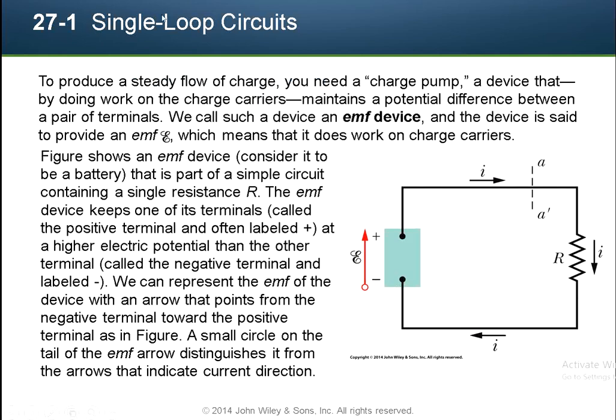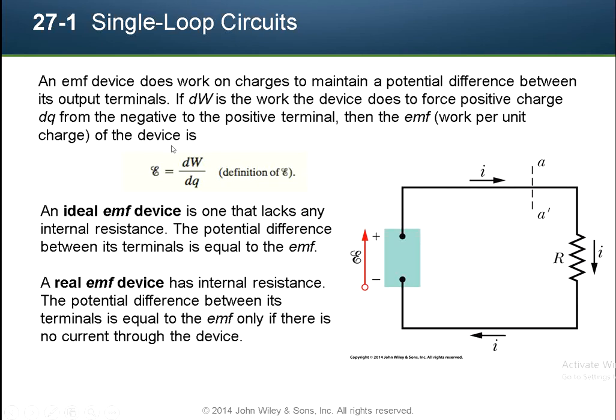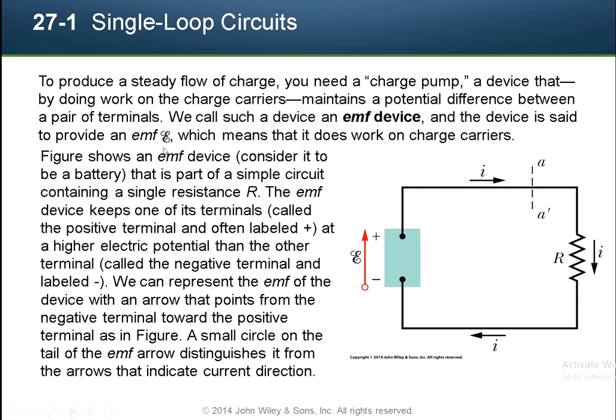A single loop circuit. In a single loop circuit, to produce a steady flow of charge, we need to pump the charge. For that, we need a device called an EMF device, an electromotive device, which is said to produce an EMF epsilon. This symbol is called epsilon. Epsilon means electromotive force, or EMF. EMF is nothing but a battery.